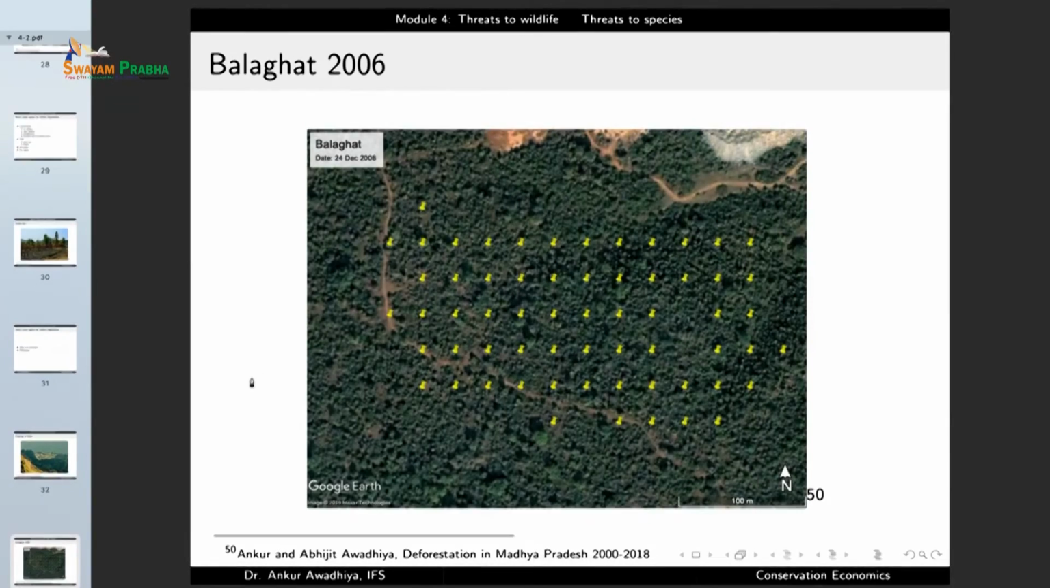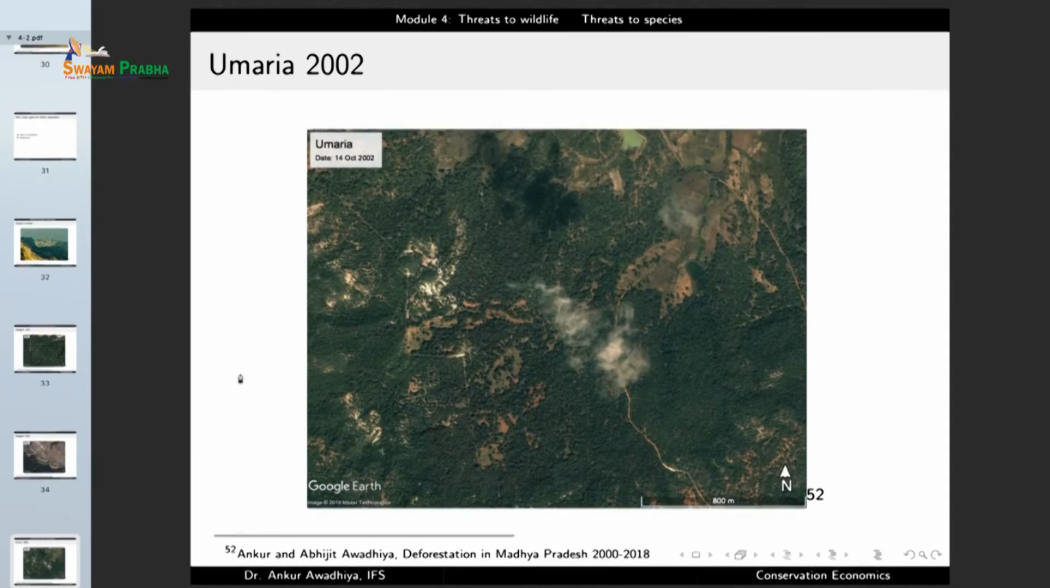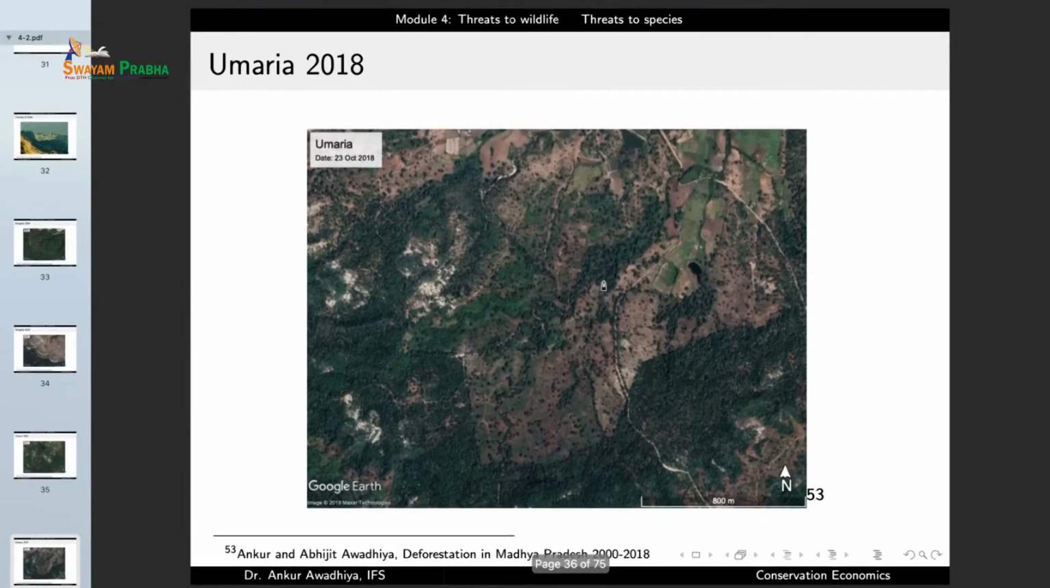And we are seeing deforestation on a large scale. So, this is an area in Balaghat district of Madhya Pradesh in 2006, and this is the same area in 2018. And here we are seeing deforestation for mining operations. This is a region in Umaria district, and I would like you to concentrate on this area. So, here we have a road, and I would like you to concentrate on this area. This is how it looks in 2018. So all of these forests are now gone.